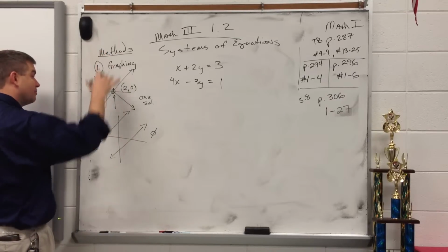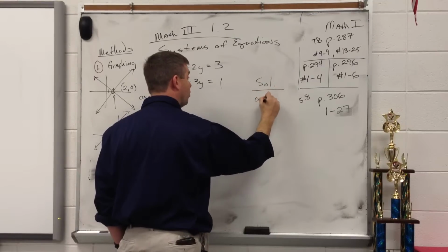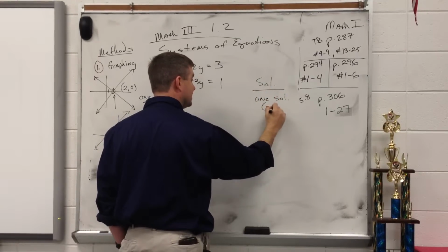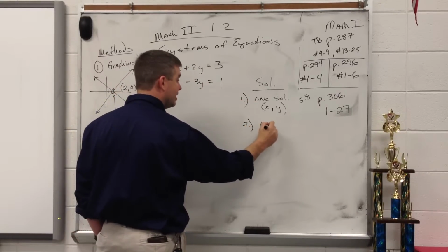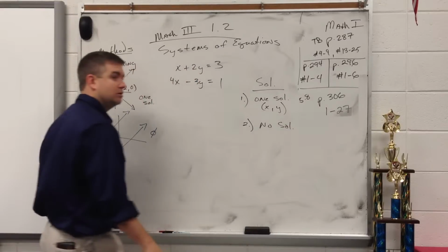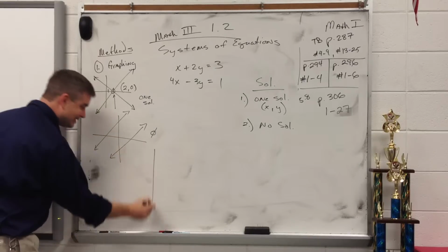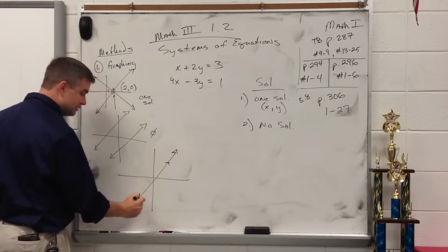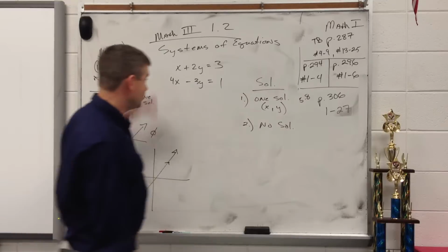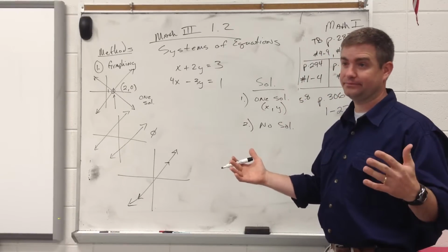Okay? This is our methods, and over here I'll put solutions. So we can have one solution where we always have an x and a y. Right? There's one solution. We can have no solution, meaning that if I were to graph it, the two lines would be parallel. And then the last case scenario is that we have one line on top of another line. Right? You graph the two lines and they are in fact the same line.